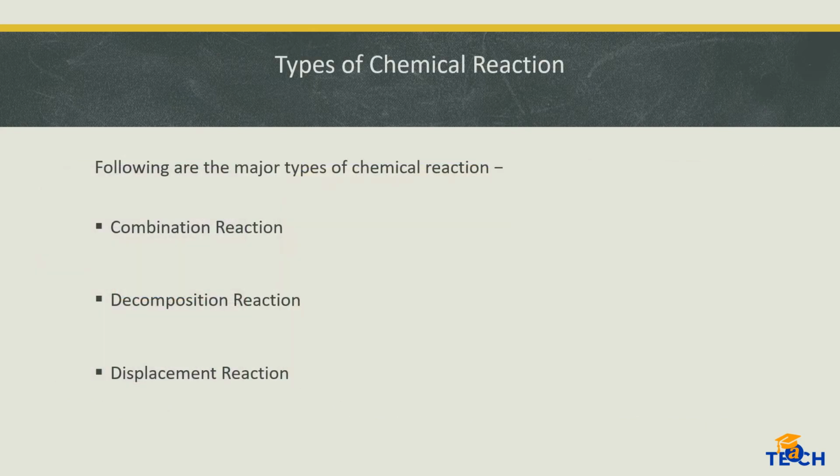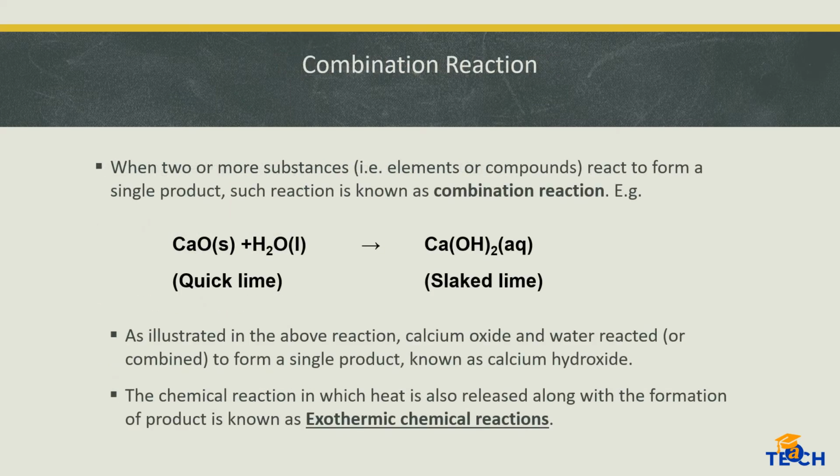Following are the major types of chemical reaction: combination reaction, decomposition reaction, displacement reaction. When two or more substances, that is elements or compounds, react to form a single product, such a reaction is known as a combination reaction. For example, as illustrated in the above reaction, calcium oxide and water reacted, or combined, to form a single product, known as calcium hydroxide.